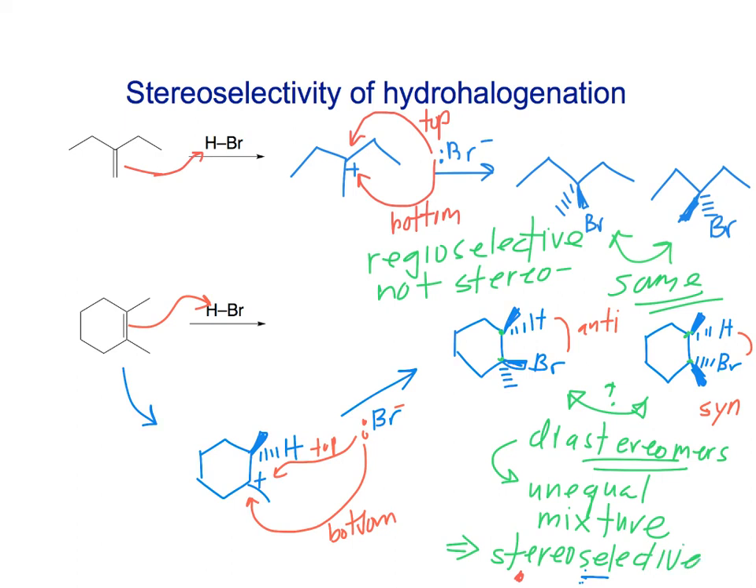Is this reaction regioselective? No, because our starting material was symmetrical. The H could have gone to either end. We would have gotten the same constitutional isomer.